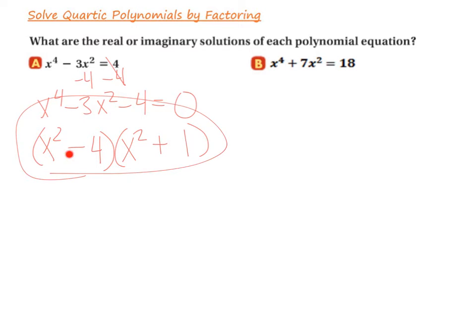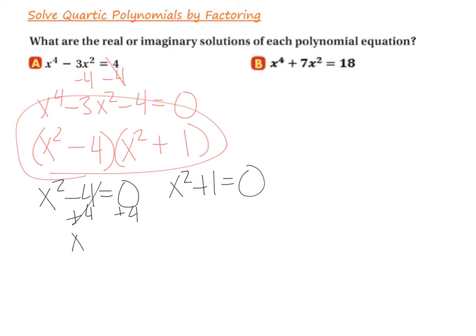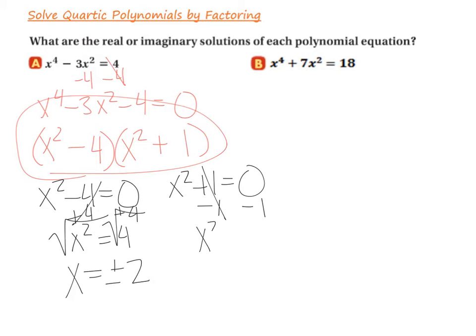This isn't the only way that we can do it, but this is probably the easiest way, as long as we have real solutions. So then we would take these and set them equal to 0. Okay, and solving, we would end up with x squared is equal to 4. When we take the square root of each side, we'd end up with x is equal to plus or minus 2. And then for the second one, this is going to give us imaginary solutions, it looks like.